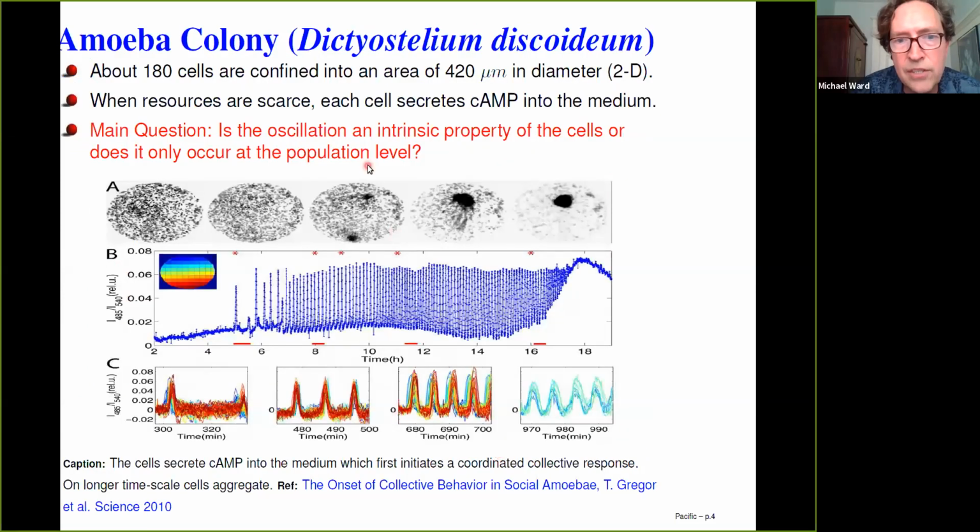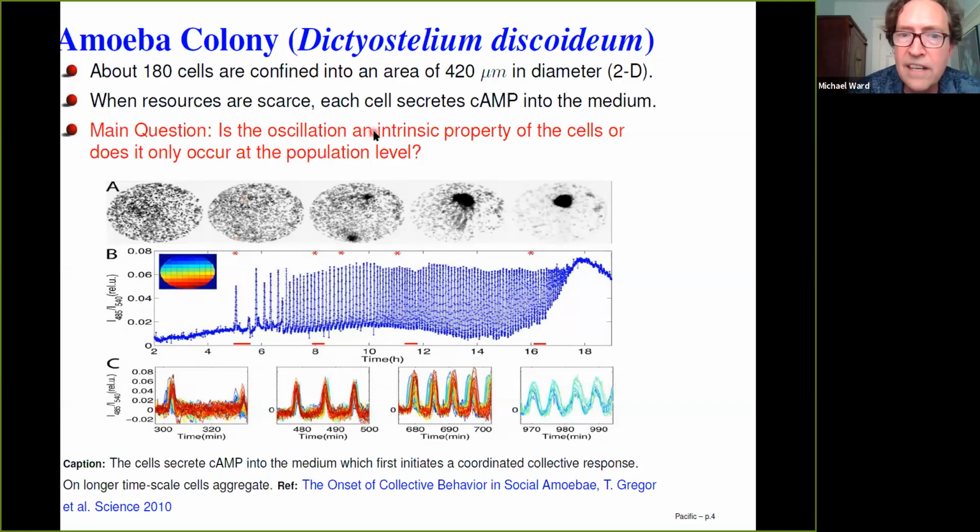So here's the picture from the paper at the bottom by Gregor's group in 2010 of cyclic AMP. This is a bunch of social amoeba, 180 cells, before they start aggregating to form a fruiting body, this is the last stage. At the beginning, before they start forming a fruiting body, they exhibit some type of intracellular oscillation, some type of collective oscillation that triggers a signal that they should aggregate. So we're interested here in where this collective oscillation originates from.